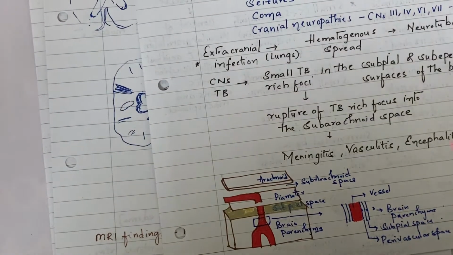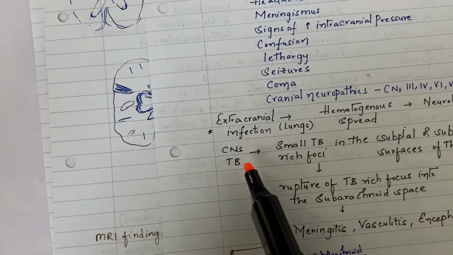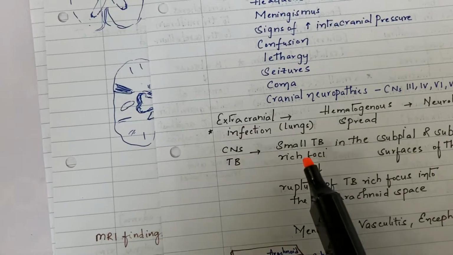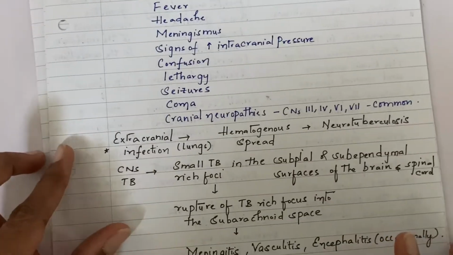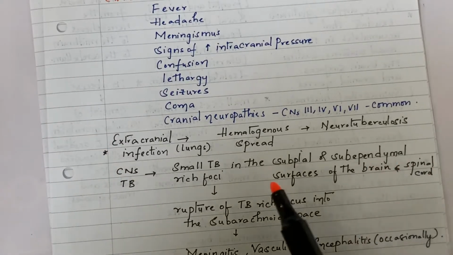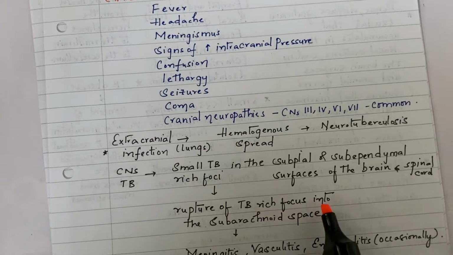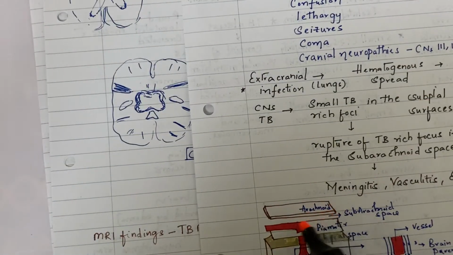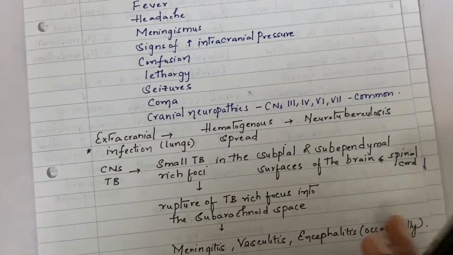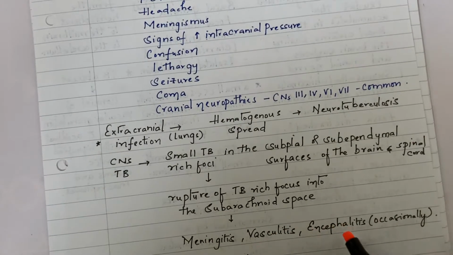So when the infection enters the CNS, there will be a small TB-rich focus within the subpial or subependymal surface of the brain and spinal cord. From there will be rupture of this TB-rich focus into the subarachnoid space. Then it may cause meningitis, vasculitis or encephalitis.